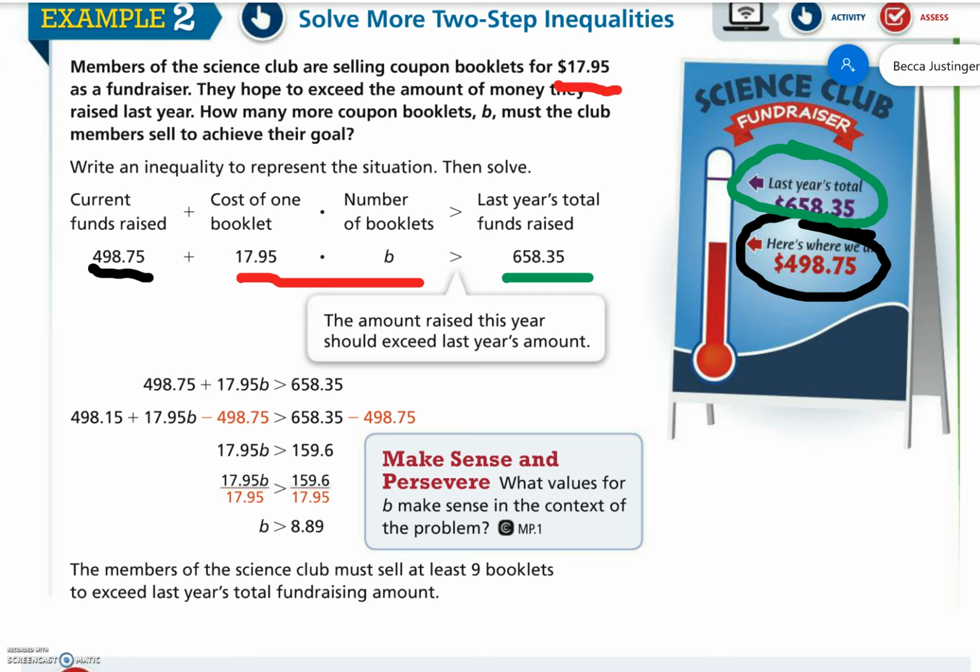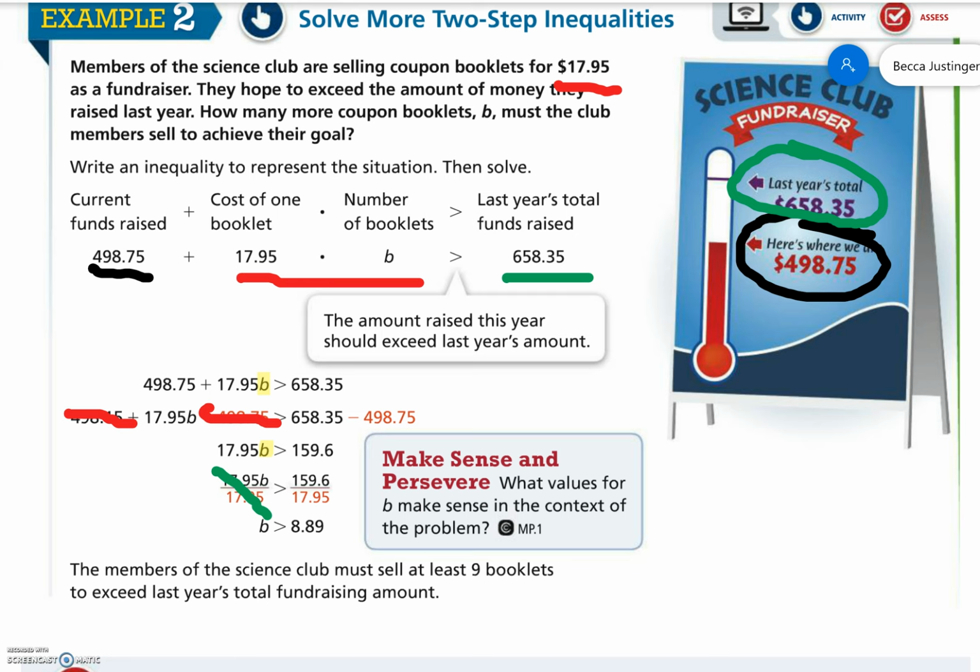So now we set up the equation. Solving for B, I want to get rid of that 498.75 first. They cancel each other out on the right-hand side. The 17.95B gets brought down. Whatever you do to one side, you have to do to the other. So 658.35 minus 498.75 is 159.6. Still trying to solve for B. So I have to divide both sides by 17.95. Cancels out on the left. And 159.6 divided by 17.95 gives us 8.89.